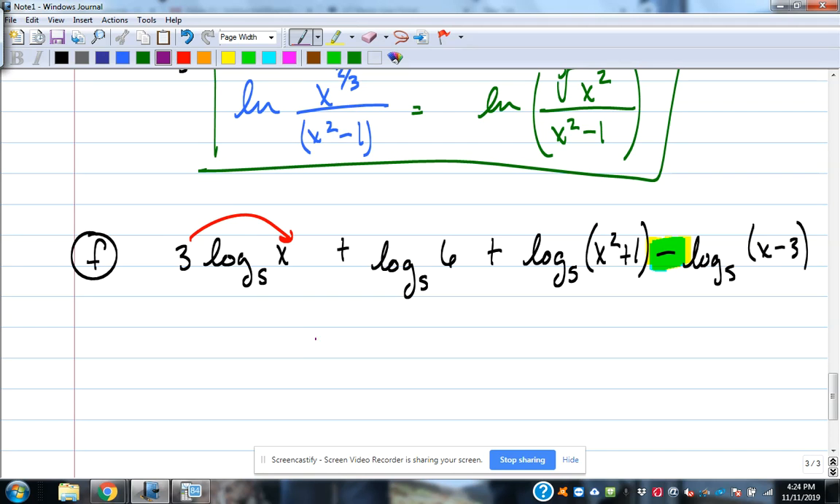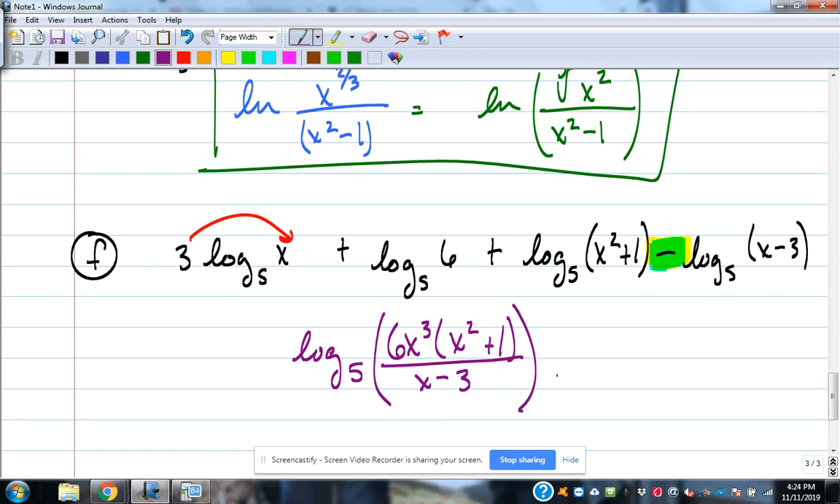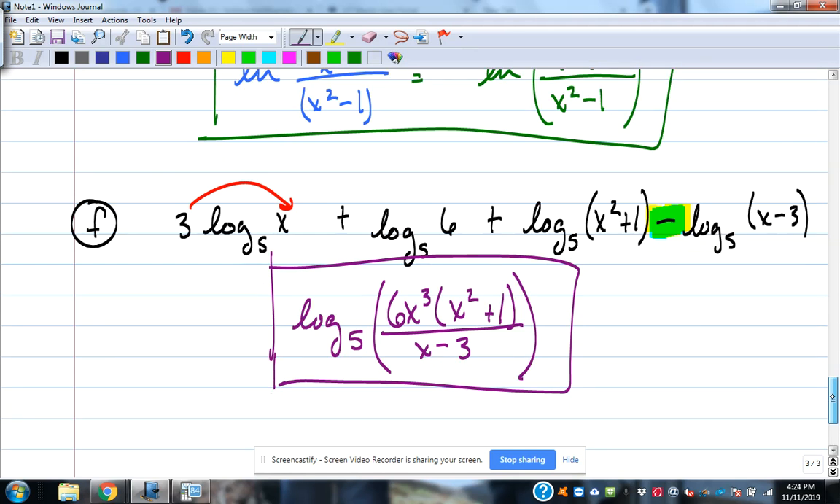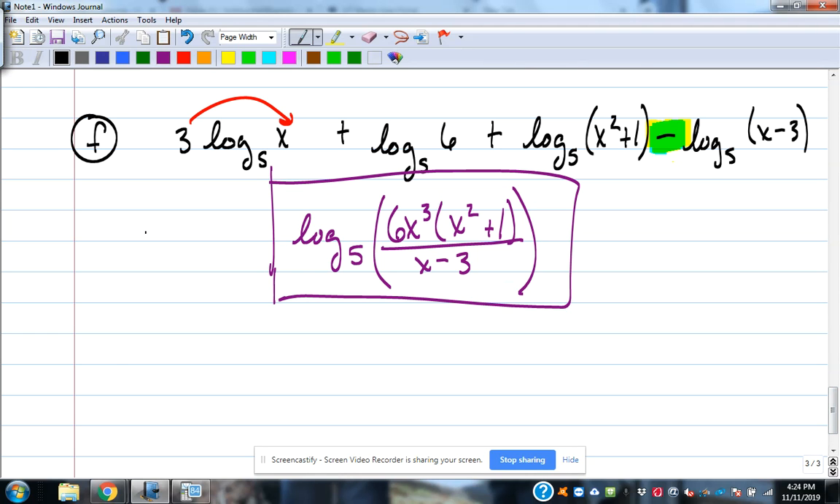So we're going to do log base 5, x to the third, and then it's multiplied by 6, and then that's multiplied by x squared plus 1, and then all of that is divided by the x minus 3. Condensing down, that ends up being the final piece there. Not bad, not bad. Try this one.